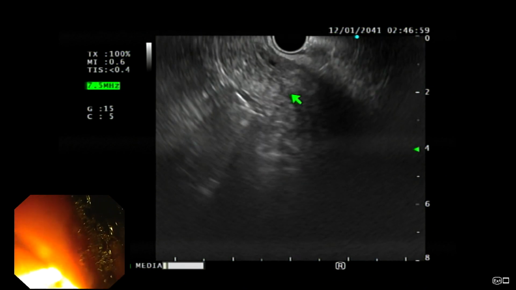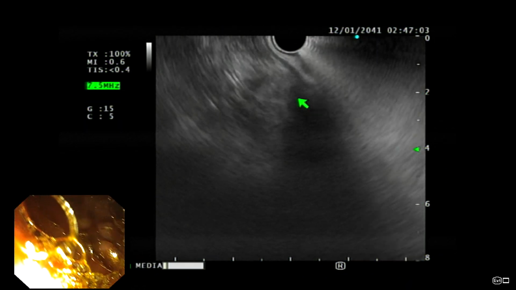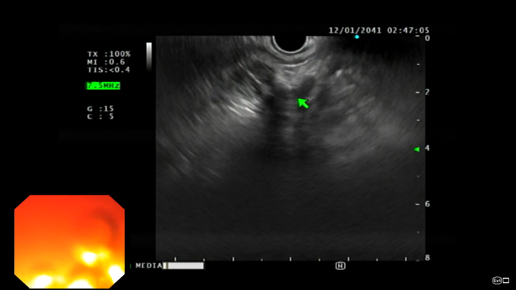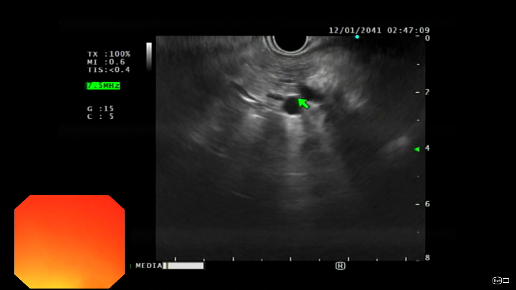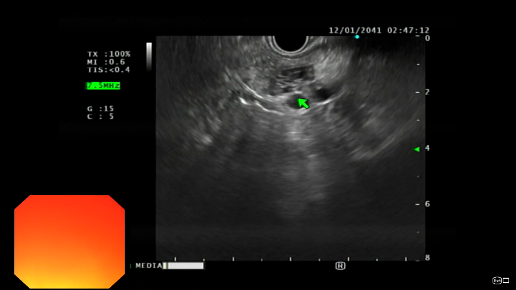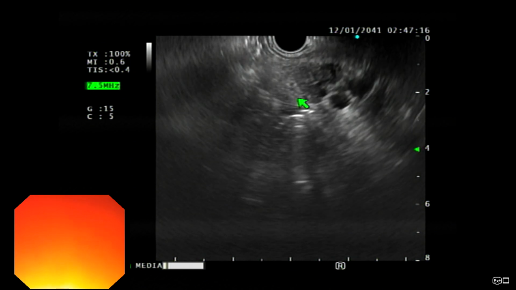So instead we will just perform the celiac block, and we're going to stent the pancreatic duct because she does have increasing pain. So if there's a component of obstruction, especially in this area, then we can just put a stent in and see if that gives her some relief.